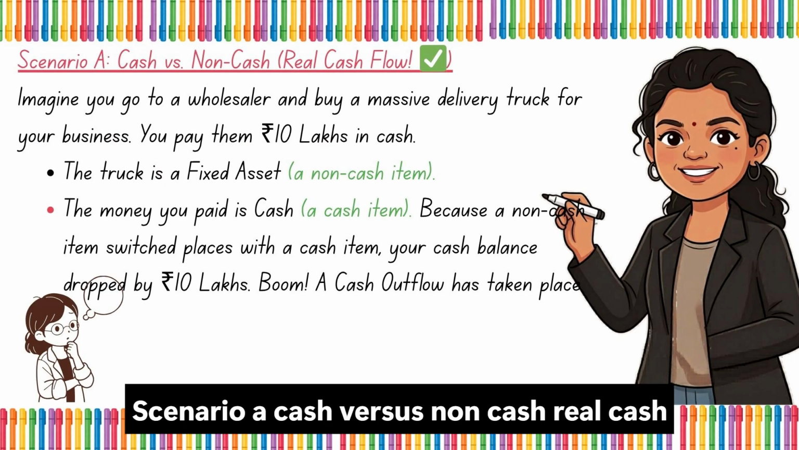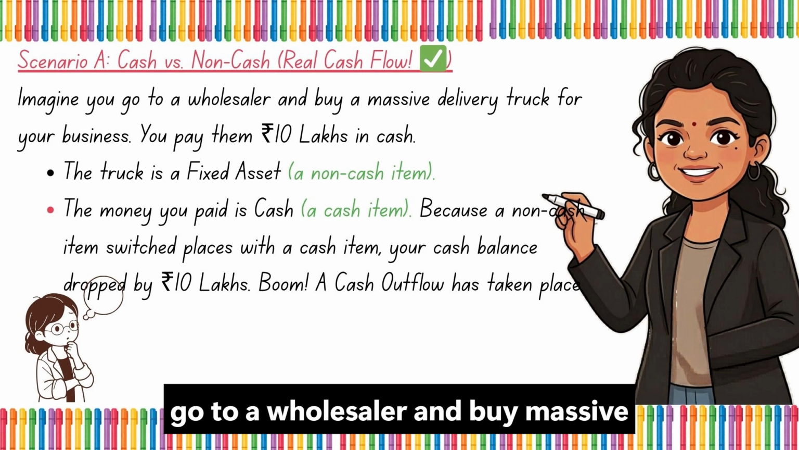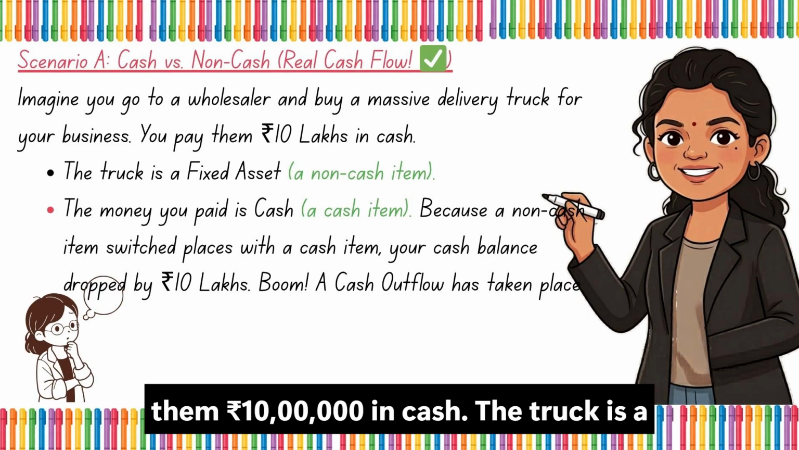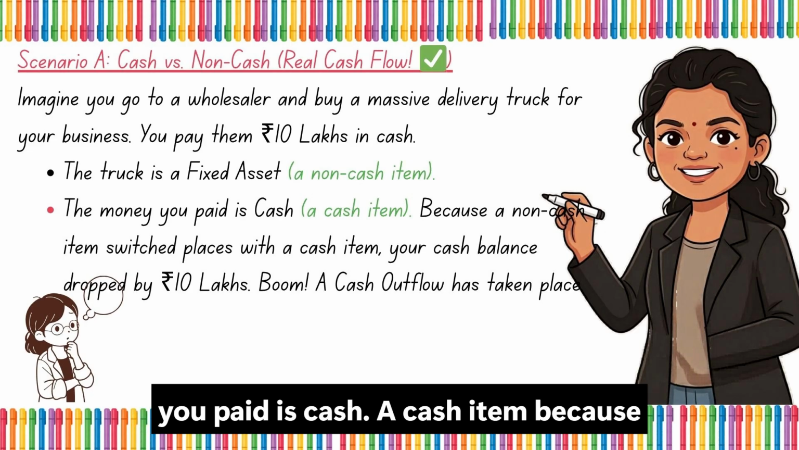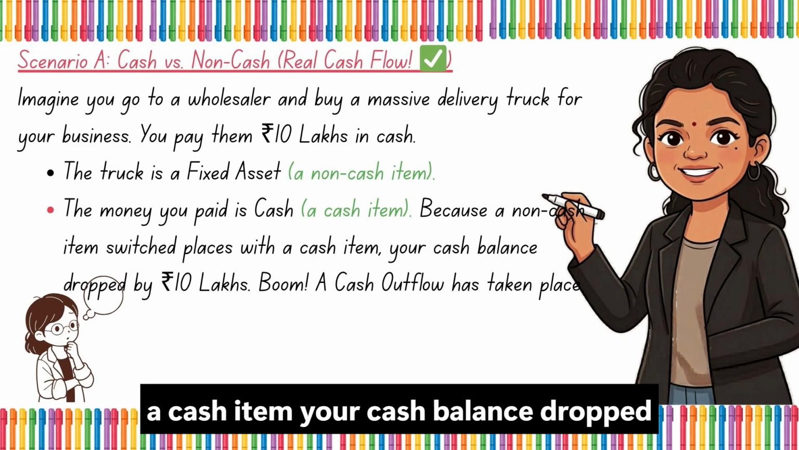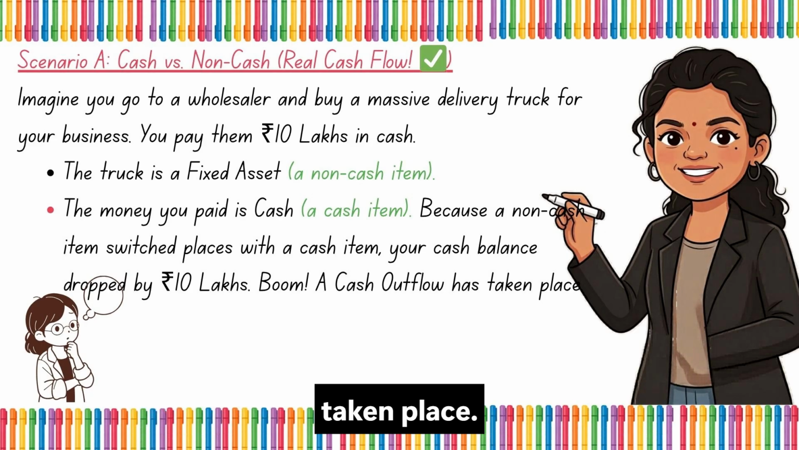Scenario A. Cash versus non-cash, real cash flow. Imagine you go to a wholesaler and buy a massive delivery truck for your business. You pay them 10 lakhs rupees in cash. The truck is a fixed asset, a non-cash item. The money you paid is cash, a cash item. Because a non-cash item switched places with a cash item, your cash balance dropped by 10 lakhs rupees. Boom! A cash outflow has taken place.